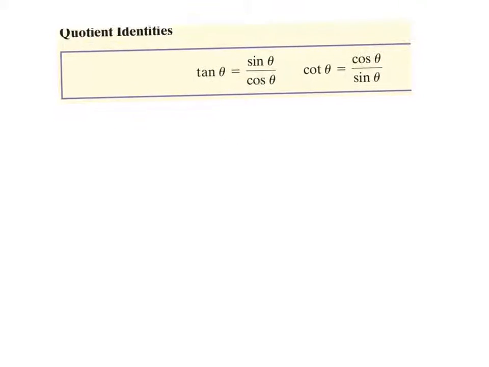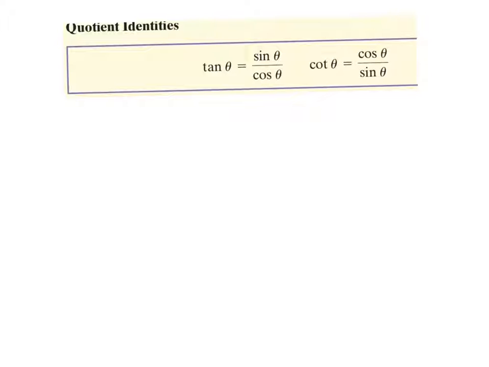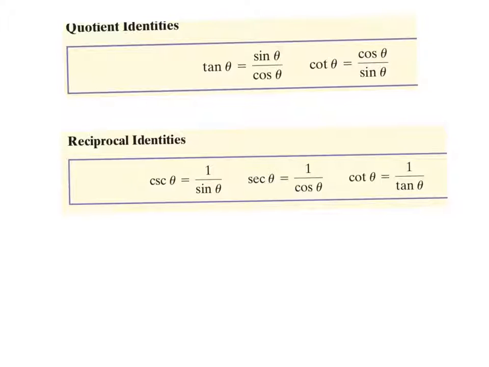We're going to restate some identities, beginning with the quotient identities. Remember, tangent is equal to sine over cosine. Cotangent is equal to cosine over sine. Next, we're going to restate the reciprocal identities. Cosecant is equal to 1 over sine. Likewise, sine is equal to 1 over cosecant. Secant is equal to 1 over cosine. Likewise, cosine is equal to 1 over secant. And cotangent is equal to 1 over tangent, and tangent is equal to 1 over cotangent.